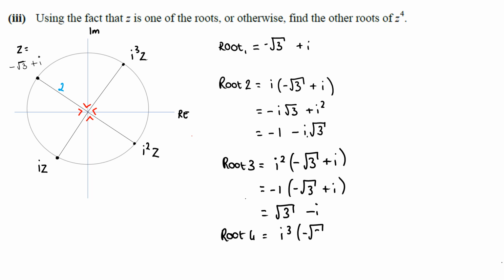And the final root, root 4, is i to the power of 3 times minus root 3 plus i. That is minus i times minus root 3 plus i, which is equal to i root 3 minus i squared, which gives us minus minus 1, which is 1, plus i root 3. So like I said, we can use de Moivre's theorem to work backwards there, and we're going to do that in the next example, but this is a nice little shortcut. At the bottom of page 34 in your workbook, I talk about this idea of multiplying by i, and this sketch here is a nice visual display.